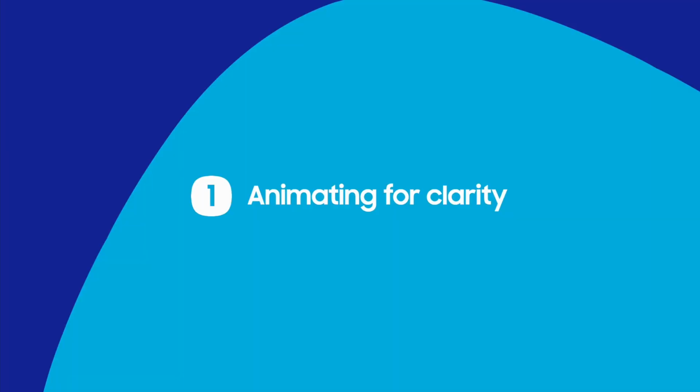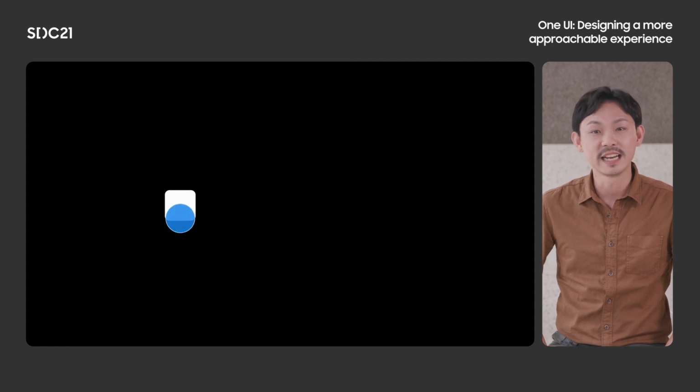The first way is to make our animation clearer. Due to One UI's simple design, clear animations are the key to making interactions meaningful and easily understandable to users. We thought deeply about functions before creating animations to provide an intuitive experience for users.